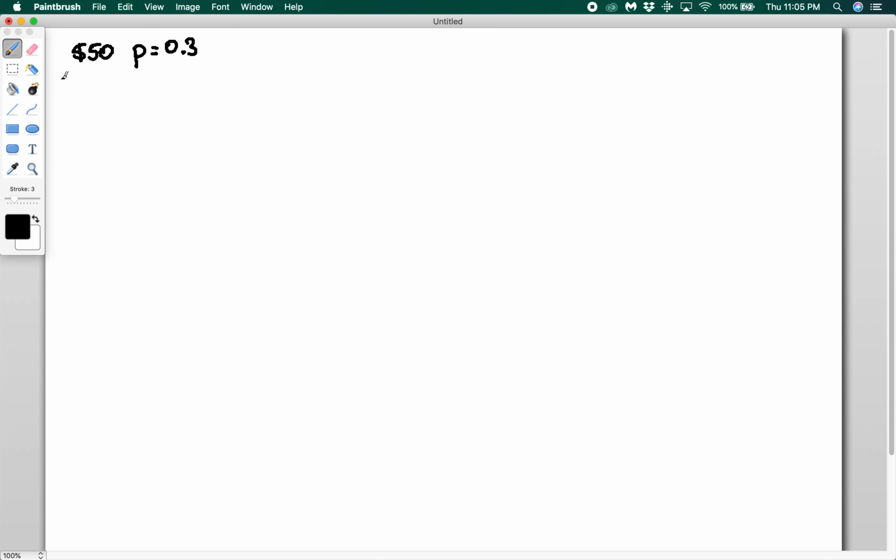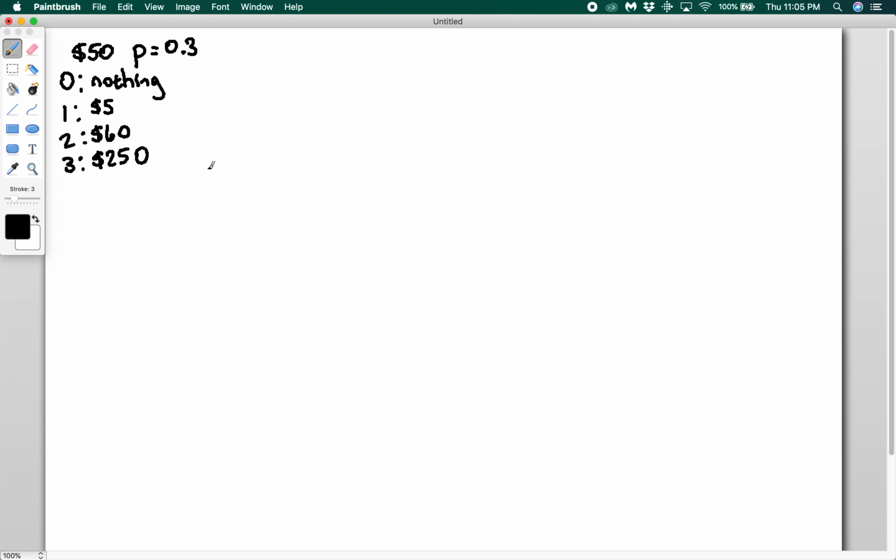If you get 0 baskets, then you get nothing. If you got 1 basket, you win $5. You don't get your 50 back, you just win 5. If you get 2 baskets, you get $60, so you net 10 here. And if you get all 3 baskets in, you win $250.